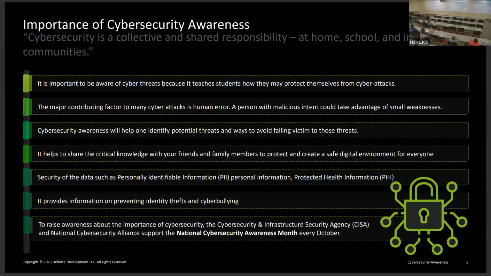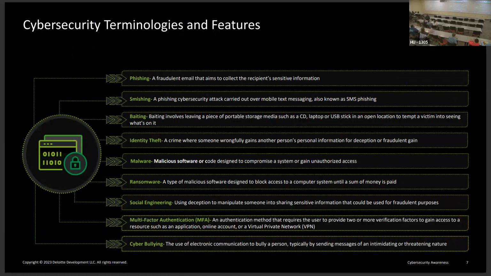And this is important knowledge not just for you, but also for friends and family as well. So it's really a way to protect people of all ages. And then some of the data that we'll talk about a little bit later will include PII and then PHI. And knowing about cybersecurity awareness prevents identity theft and cyberbullying. And then every October, National Cybersecurity Awareness Month happens, and CISA and the National Cybersecurity Alliance raise awareness for this. I guess I'll stop there if there are any questions on that.